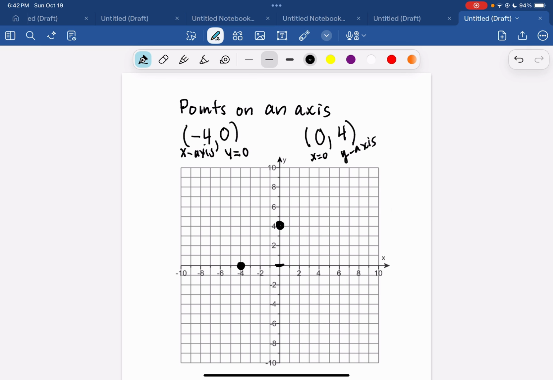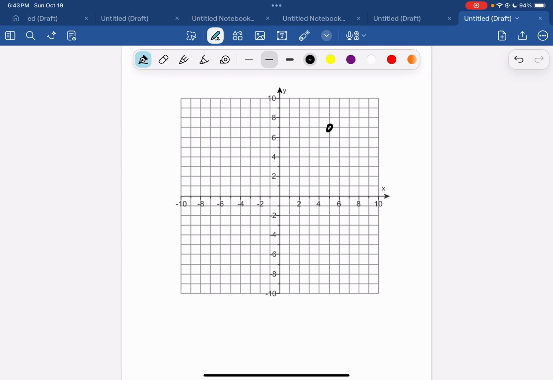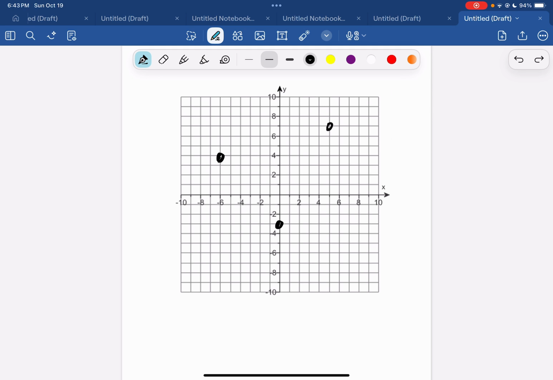Now let's look at naming points. So let's say you're given a graph and it's got several points on it. Okay. And I'm going to name them A, B, C, D, E, and F. And they ask us to say, well, what are the coordinates of these points? So I look at A, and A is over 5 and up 7. So A is at 5, 7.